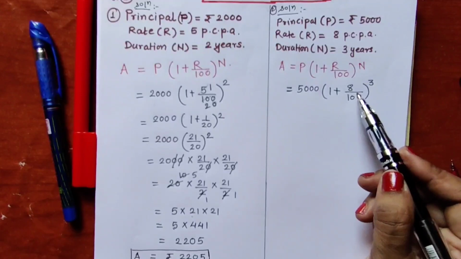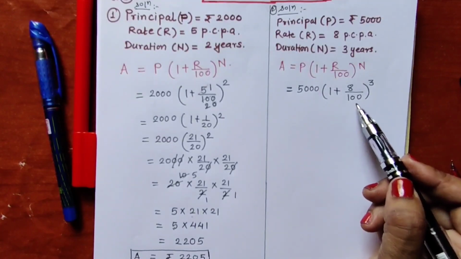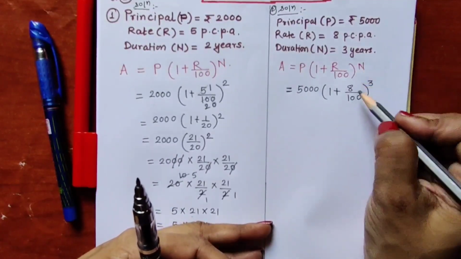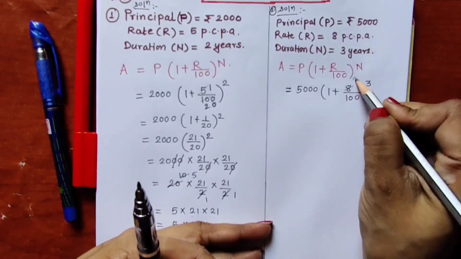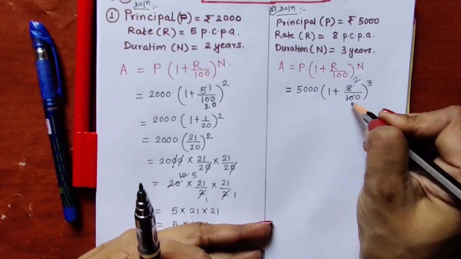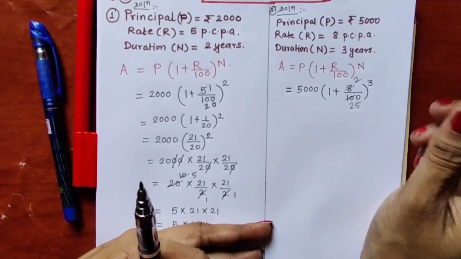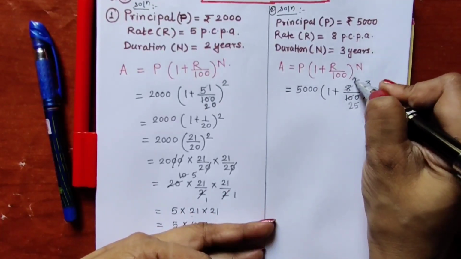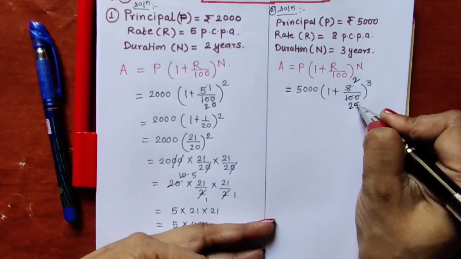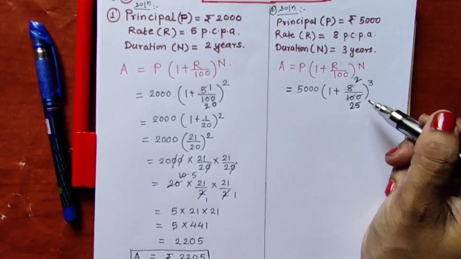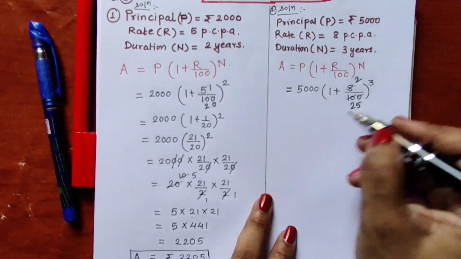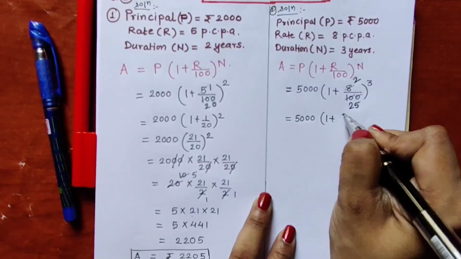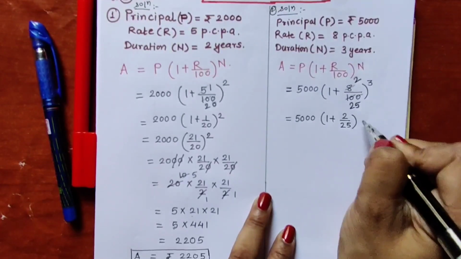Now see children, here we can cancel 8 and 100 by 4. 4 twos are 8, and 4 twenty-fives are 100. We all know 25 fours are 100. So in this way we can cancel it first, and then we write the numbers. 5,000 as it is again, 1 as it is, 2 upon 25 raised to 3.